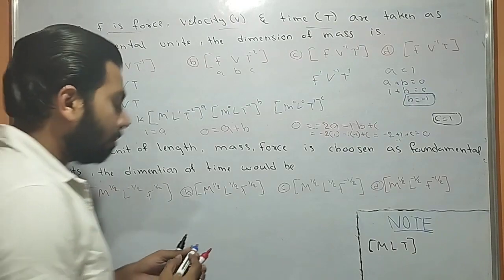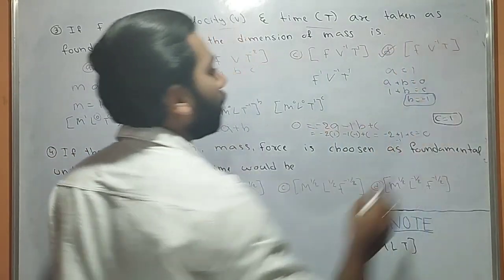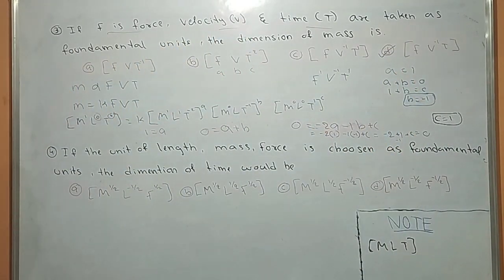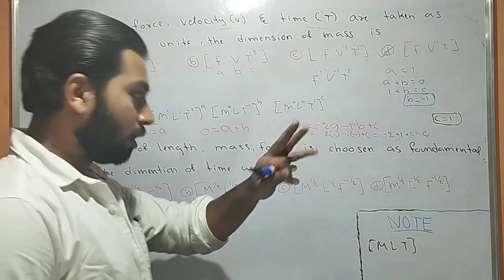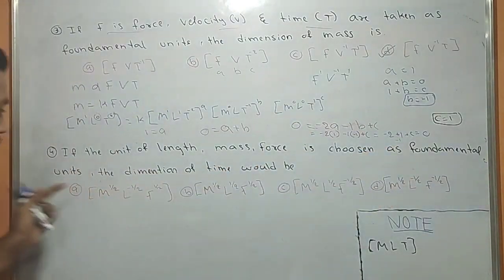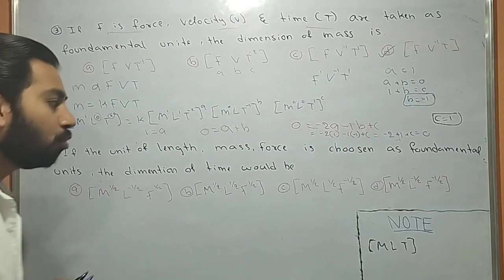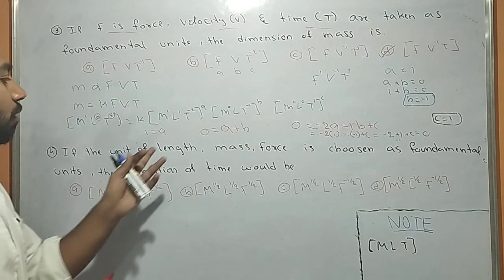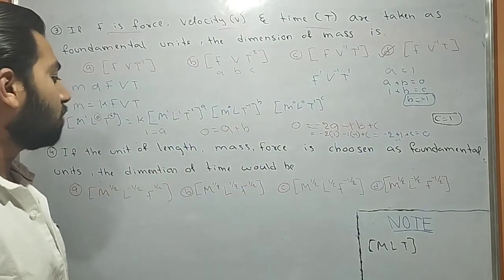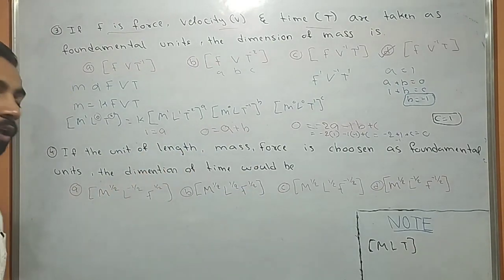Okay. Now which will be your correct answer? This will be your correct answer. Similarly, this is another kind of problem. If the unit of length, mass, force is chosen as a fundamental unit, then the dimension of time would be. So in this problem, they have given length, mass, force, and they have asked you to calculate the dimension of time. How can you calculate this?